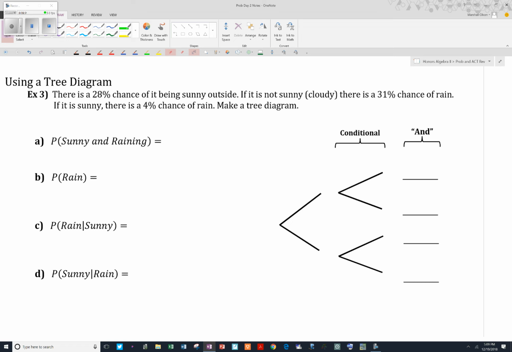So we know that it's either going to be sunny or cloudy. So I'm going to give some variables to what's going on here. So I'm going to just say that being sunny is S. And then not being sunny or cloudy, I'm just going to call that C. And then we either have rain or we're not going to have rain. Okay, so I'm just going to write, I'm going to just put it up here.